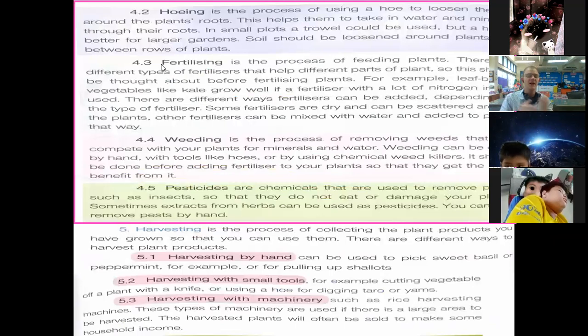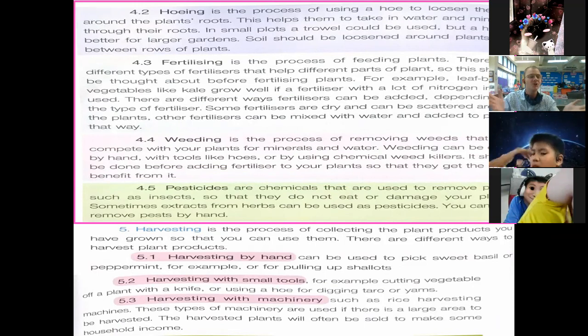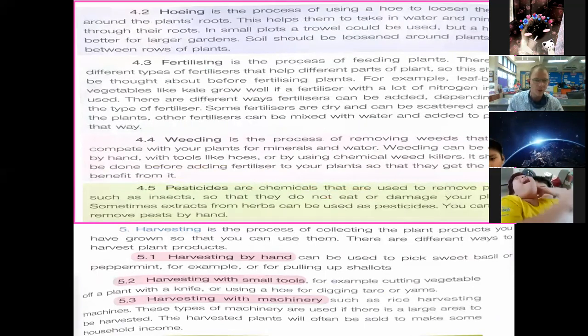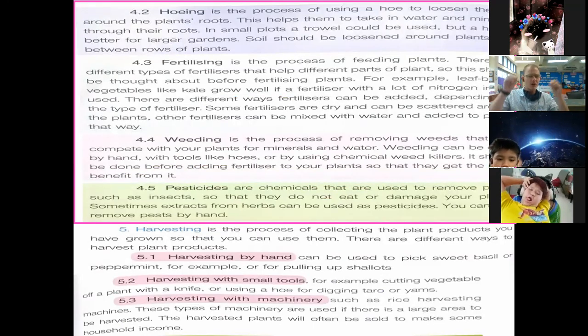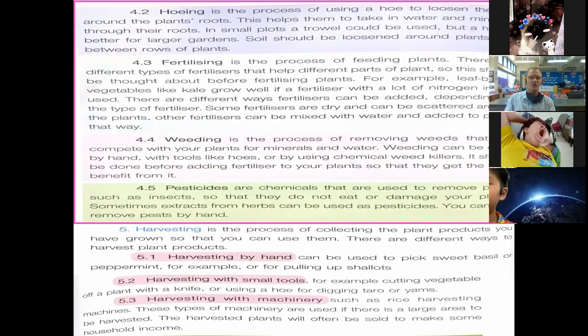The next one is fertilizing. Fertilizing is adding nutrients to the soil, either by adding compost, manure, or a chemical fertilizer. So it's giving extra food to the soil to feed the plant. Number 4 is weeding. Weeding is where we remove the unwanted plants that steal the water and the sunlight of the plant. We pull them out. We don't need them.